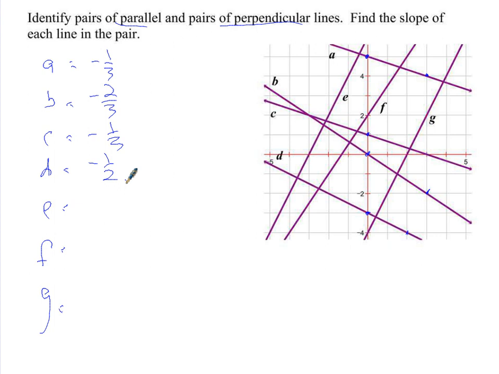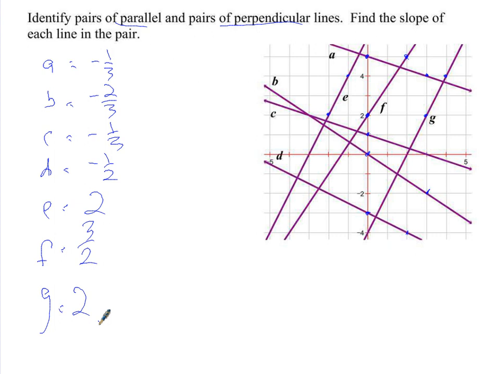For E, where is E? There it is. Couple easy points. There's one, and there's another. Slope on E is 2. A rise of 2, a run of 1. For F, here's F. We have an easy point there and another one there. What is the slope for F? 3/2. And finally, G is this guy. We got an easy dot there and another one there. What is the slope of G? 2.